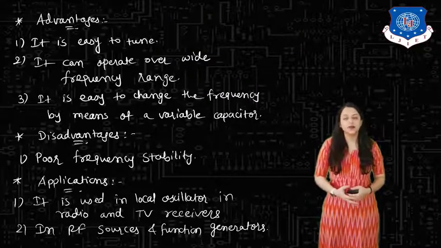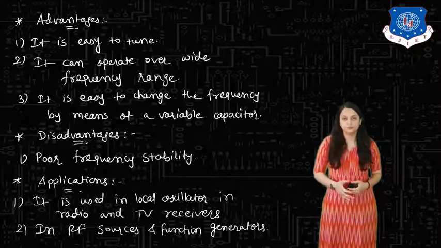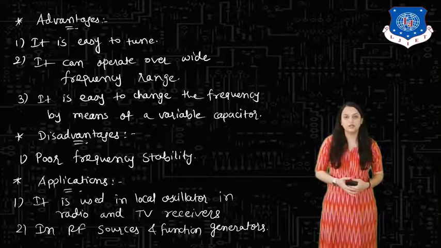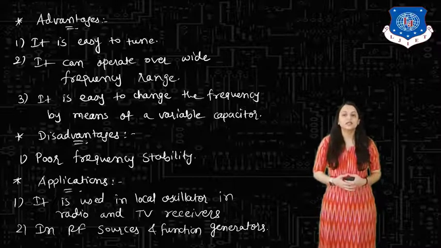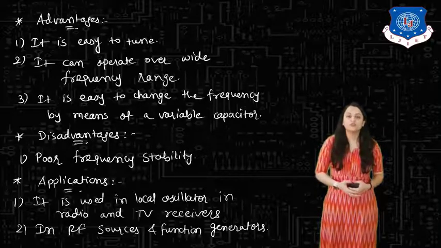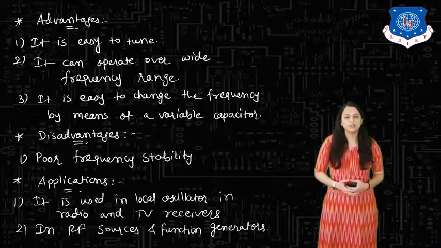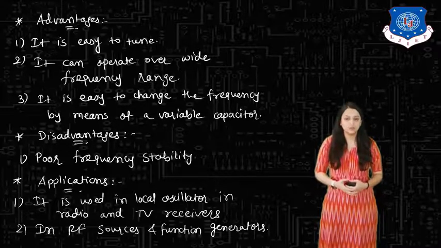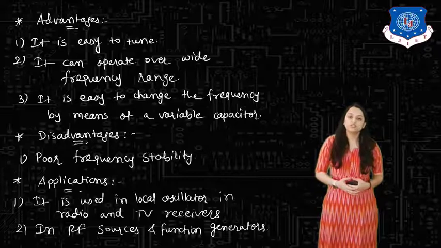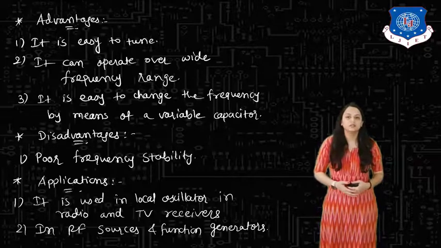Now let us see the advantages of the Hartley oscillator. The first advantage is that it is easy to tune. That means for tuning the range of frequencies, it is easy for the Hartley oscillator. Second, it can operate over a wide frequency range. So if there is a requirement of getting a high frequency output, Hartley oscillators can be used. Third advantage is that it is easy to change the frequency by means of the variable capacitor. That means if we change the variable capacitor value, we can get a frequency change in the output.